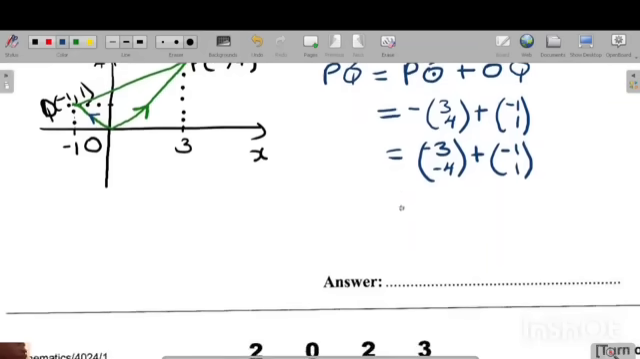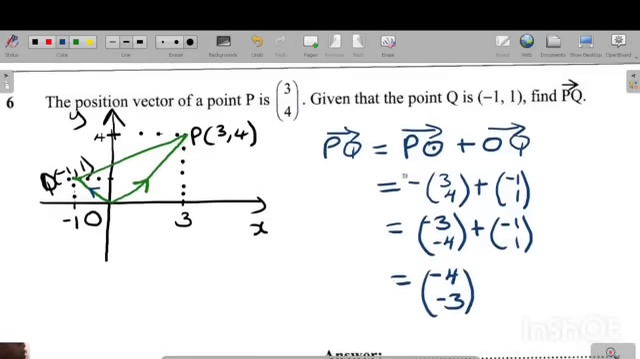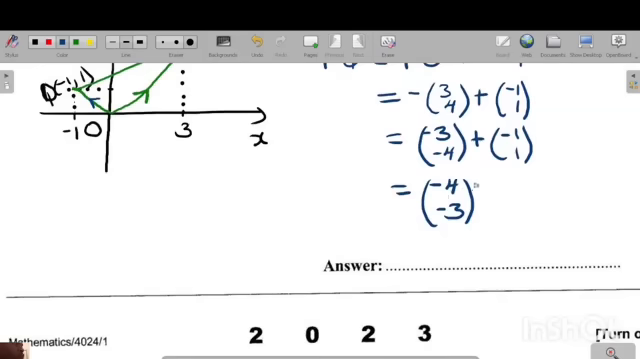So now you're having negative 3 plus negative 1 is negative 4. Okay. Then negative 4 plus 1 is negative 3. So what are the instructions? They said find vector PQ. So vector PQ is this one here. So we are going to say PQ is equal to negative 4, negative 3.